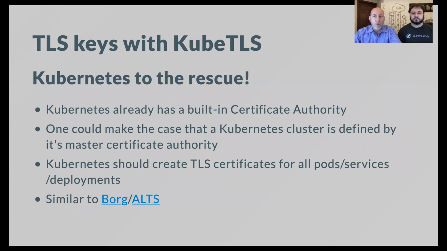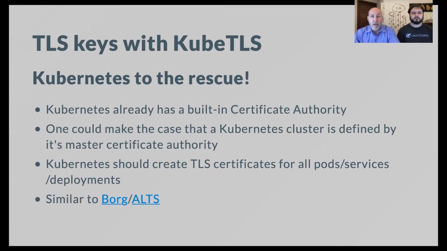Right. So our project is called KubeTLS, and it adds this layer into your Kubernetes clusters. It's very similar to what Borg does. Google has a paper on this called ALTS, which spreads certificates around through all of the services that they write. ALTS stands for Application Layer Transport Security, which is giving certificates to every functioning piece of your infrastructure so that it can communicate securely with the other pieces of the infrastructure that it needs.